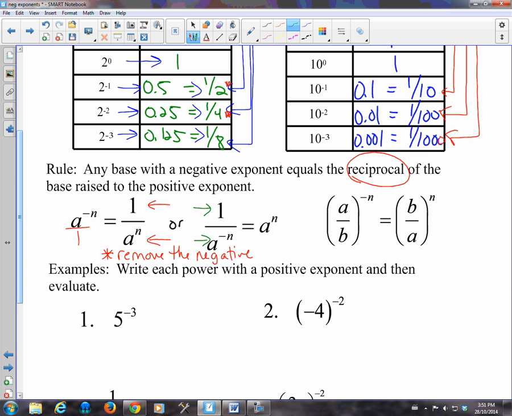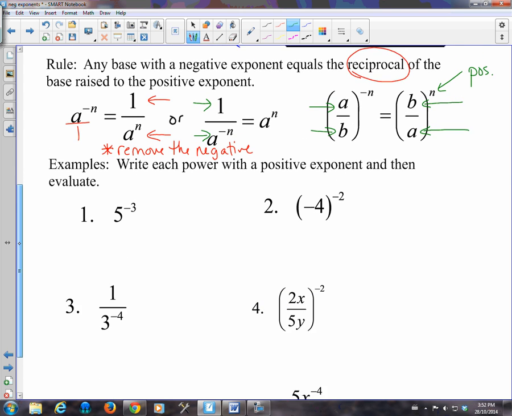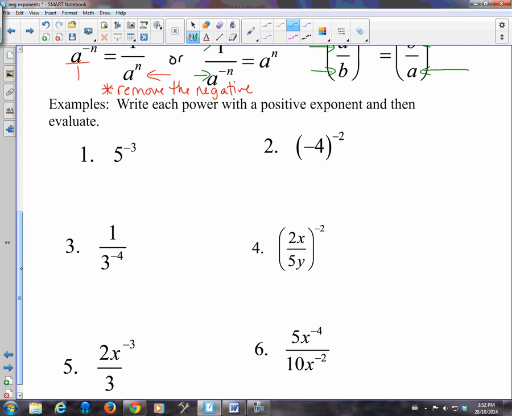If I start with a fraction, top number, bottom number, to evaluate, I flip them around. The bottom number goes to the top, and the top number goes to the bottom, and the exponent is positive. Make sure you get rid of the sign. So if we look at a couple of examples, if I have 5 to the negative 3, that's really over 1. I flip it around and I make the exponent positive. So I have 1 over 5 to the exponent 3, which is 1 over 125.